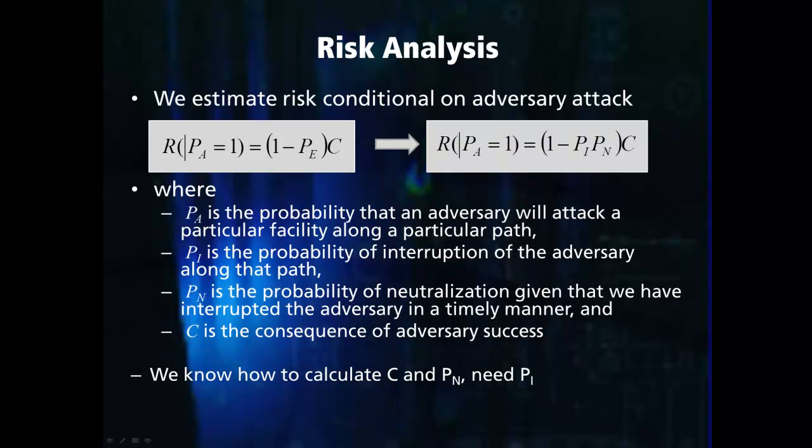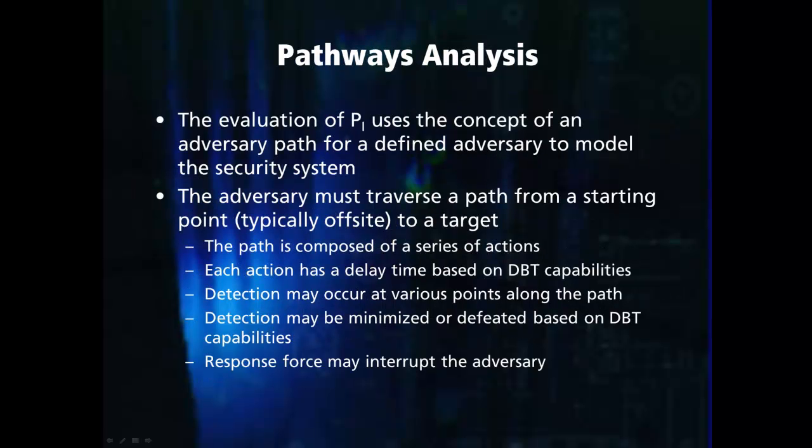We will now make a substitution into the risk equation and define the effectiveness of the security system, P sub E, as the product of the probability of interruption, P sub I, and the probability of neutralization, P sub N. The probability of neutralization was described in the previous section and is the probability that the adversary is neutralized, given that they are interrupted. To calculate risk, we therefore need to be able to calculate the probability that the adversary is interrupted. We calculate the probability of interruption by employing pathways analysis.